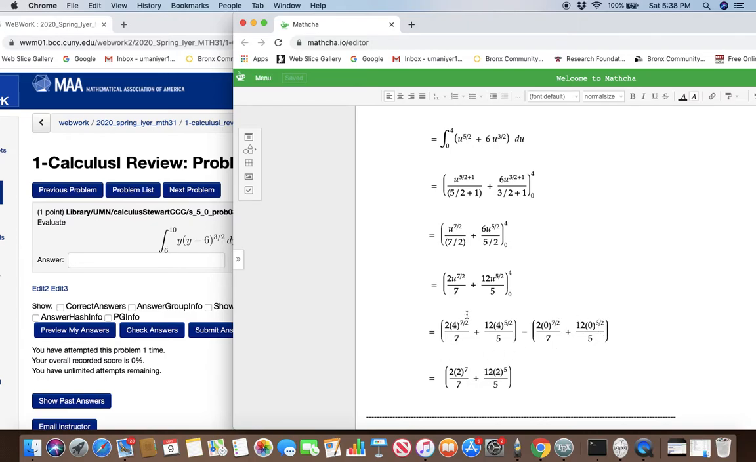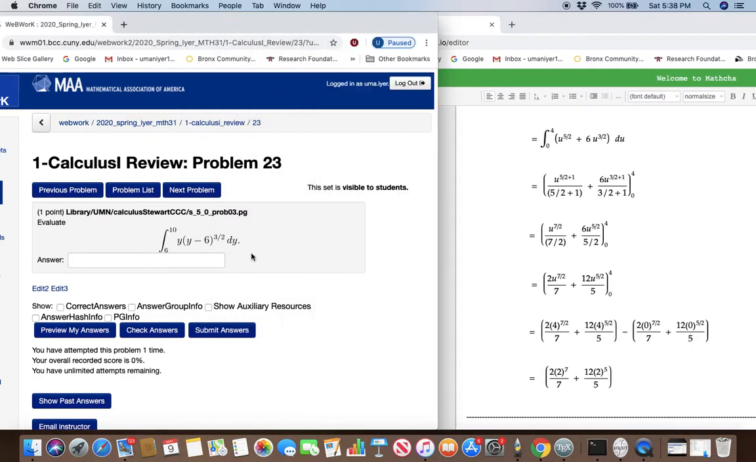Now here, 7 over 2. Over 2 power means square root. Square root of 4 is a 2. Power 7 I have kept. Likewise, here 4 power 5 over 2. Over 2 is square root. So square root of 4 is a 2. Power 5 I have kept. This is my final answer.